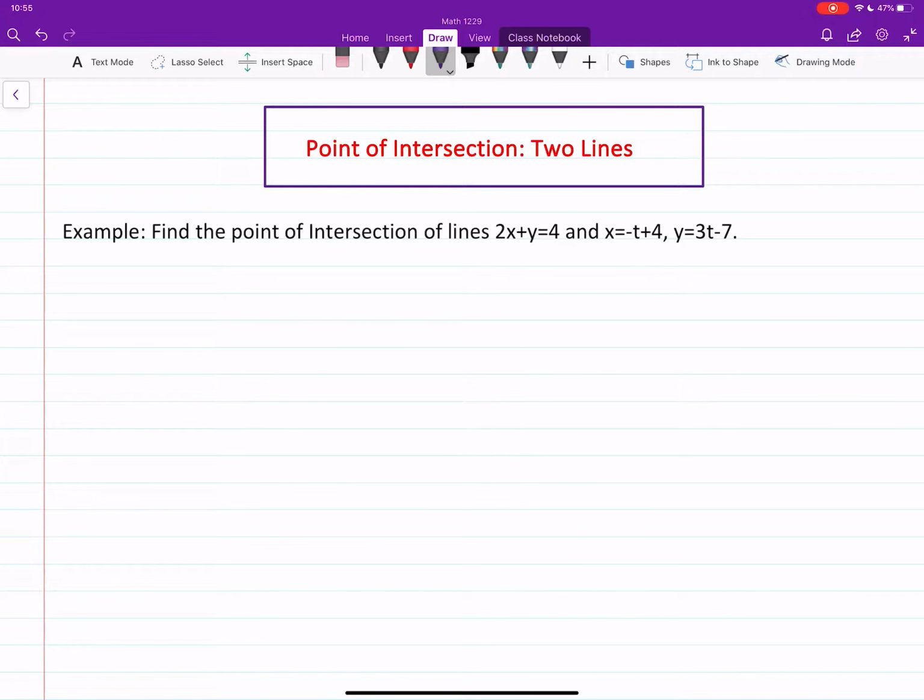Hi, in this video I'll teach you how to find the point of intersection of two lines. Let's start with one example.